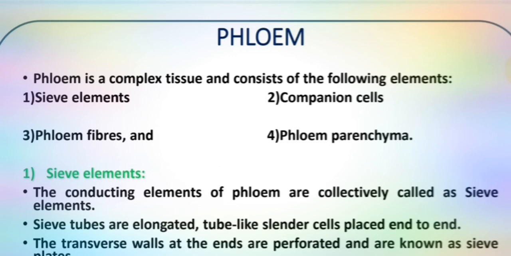Even though they are made up of more than one type of cells, they all work together as a unit, and they consist of the following type of cells. Number one is called sieve elements. Number two is called companion cells. Number three is the phloem fibers. And fourth one is phloem parenchyma.